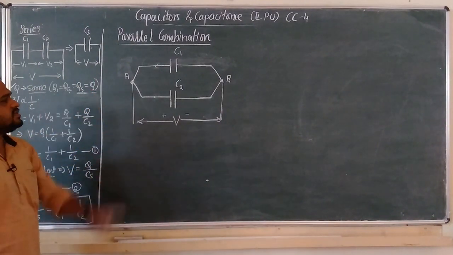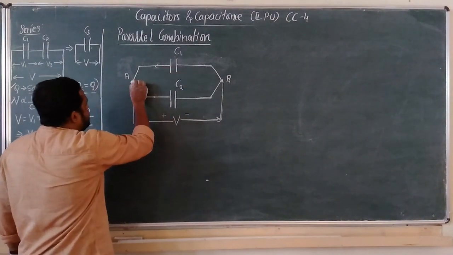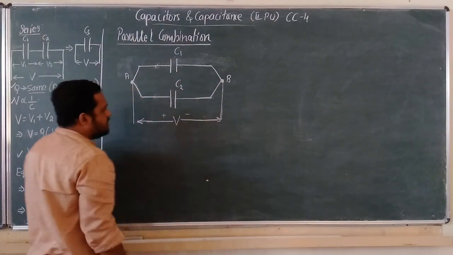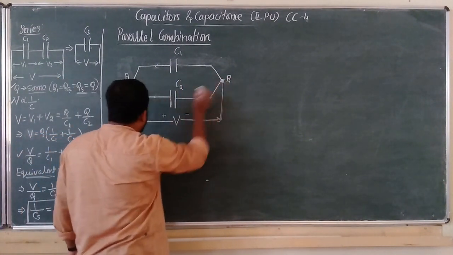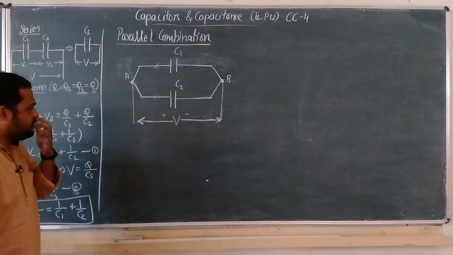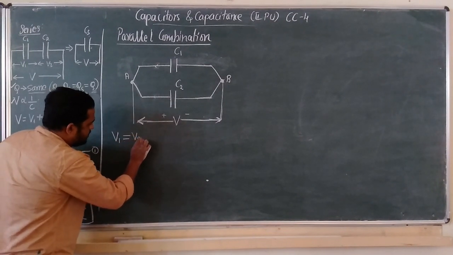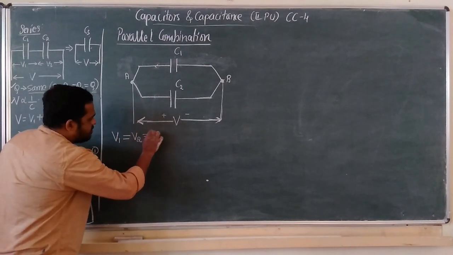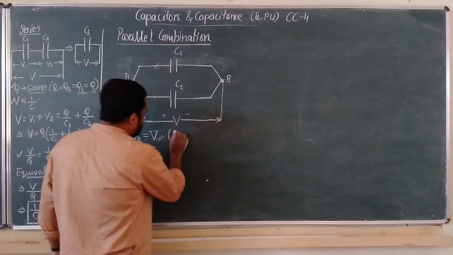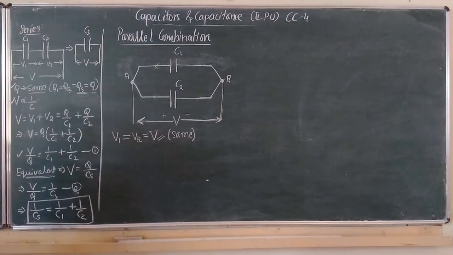Now if you consider the parallel combination, C1 is connected between A and B. C2 is also connected between A and B, and between the points A and B, we applied a potential difference of V volt. Therefore, the potential difference across the first capacitor is equal to the potential difference across the second capacitor, which is equal to V. That means in case of a parallel combination, the potential difference across each capacitor is the same.